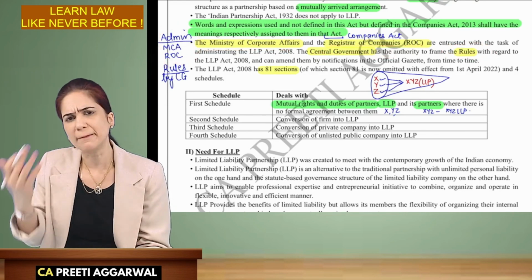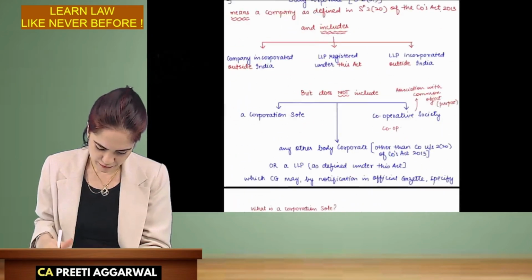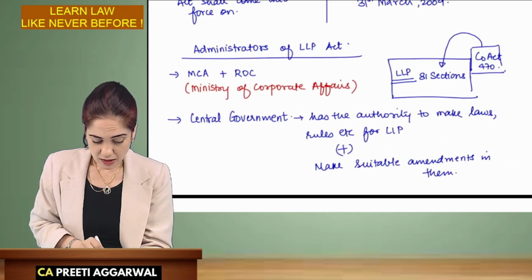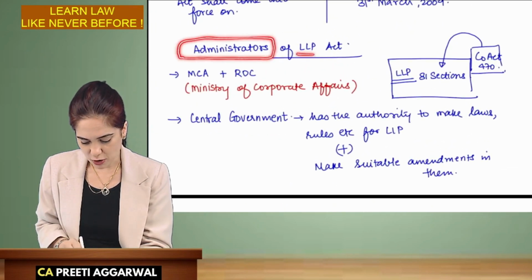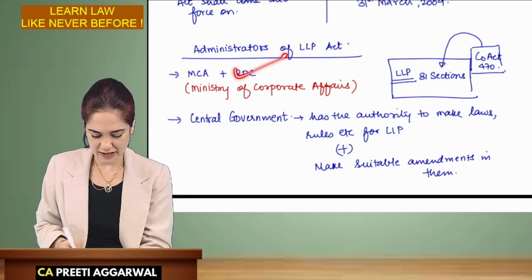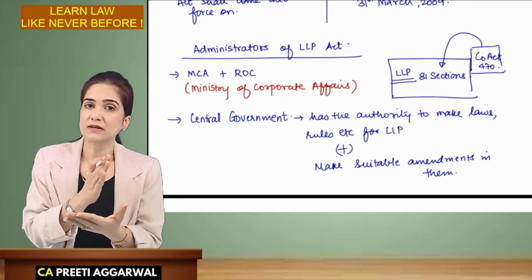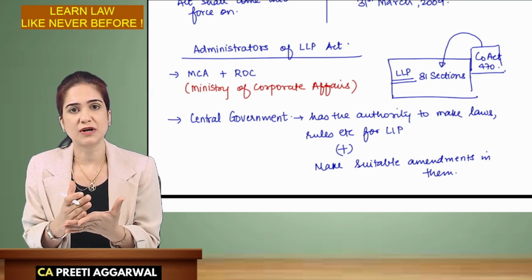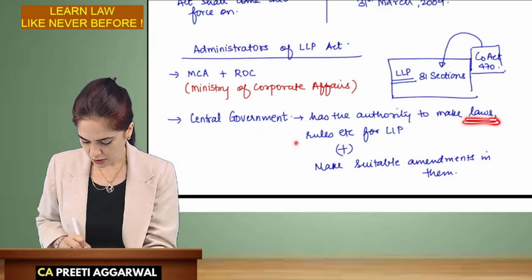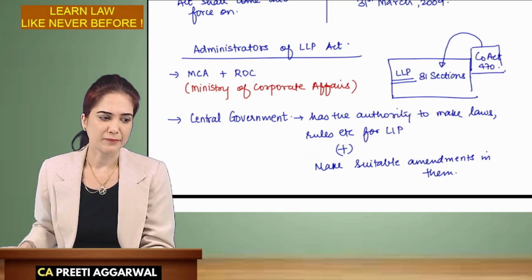The Ministry of Corporate Affairs and the ROC administer the act, whereas the rules are framed, and can also be amended, by the central government. Okay, so there is a small note which I have written over here. Who are the administrators of the LLP Act? MCA, that is the Ministry of Corporate Affairs, and the ROC, they administer and manage the act. But the provisions and rules are made by the government, which has the authority to make the law and rules for LLP and also to make suitable amendments.